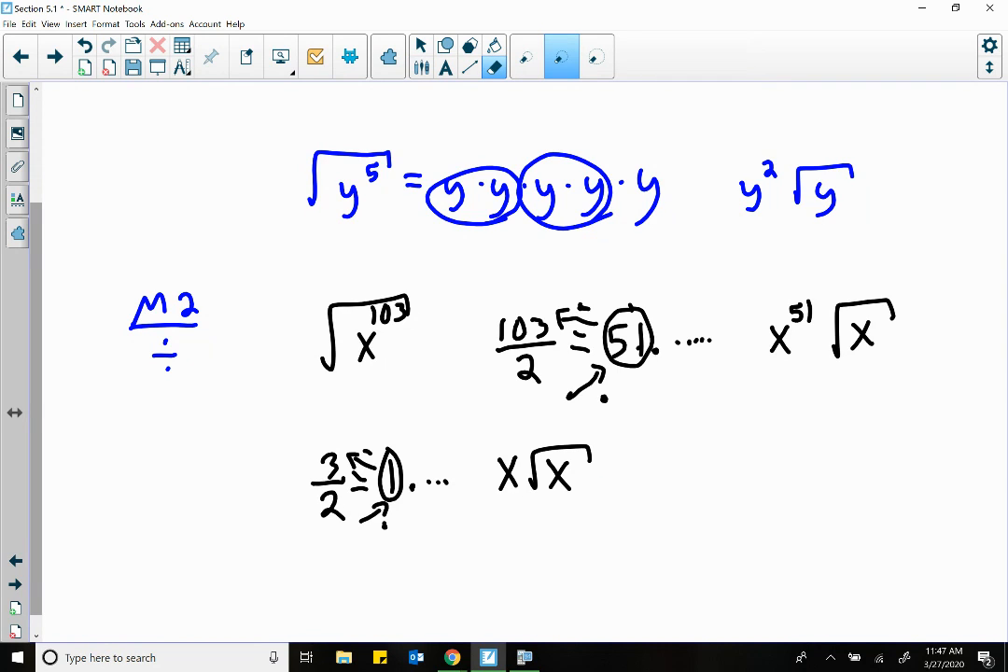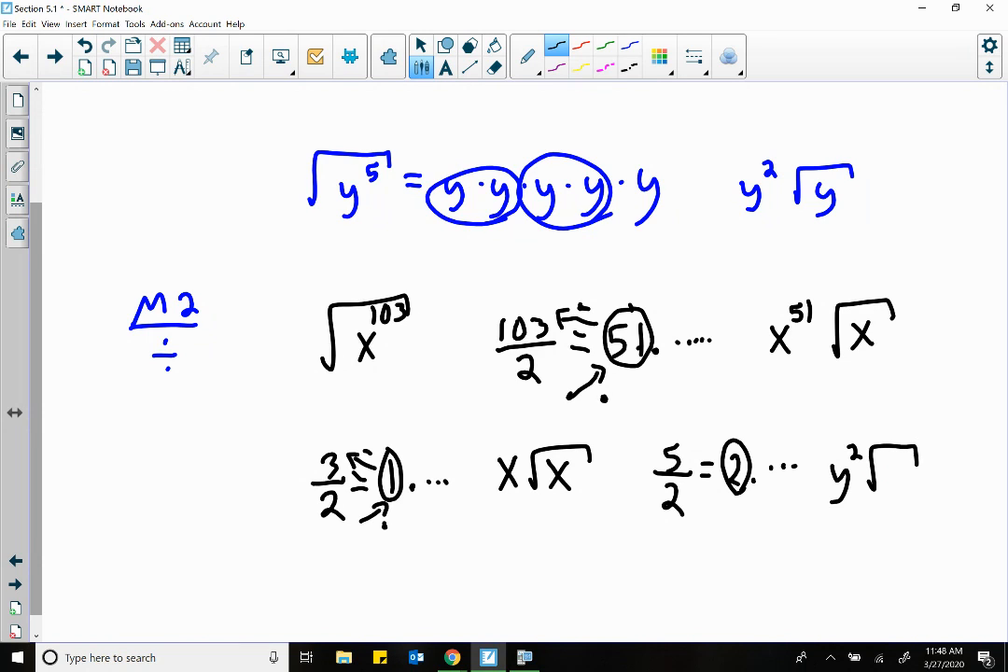And doing the same thing for the y's. I had 5 y's, and I'm circling pairs. If I do my division, I get 2 point blah, blah, blah. So that means 2 pairs of y's escaped. And because I have a decimal, I have some left over. So 2 times 2 is 4. 5 minus 4 gives us 1 y that's left over. Okay?